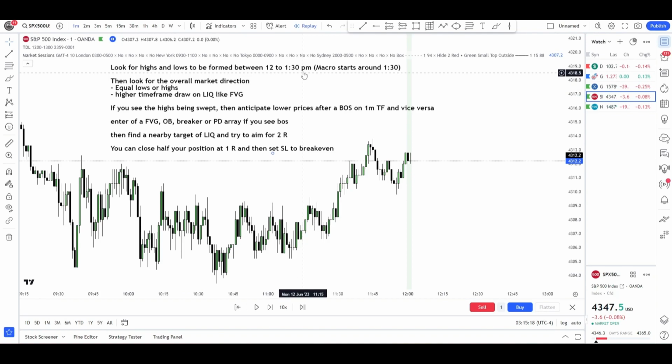Then after that, you look for overall market direction. You can look for equal highs or lows or higher time frame drawn liquidity like fair value gaps. And it's important to remember that the move at 1:30 is the last move before we see the real move of the day, because the real move of the day often starts between 2 and 3 p.m., like the ICT silver bullet.